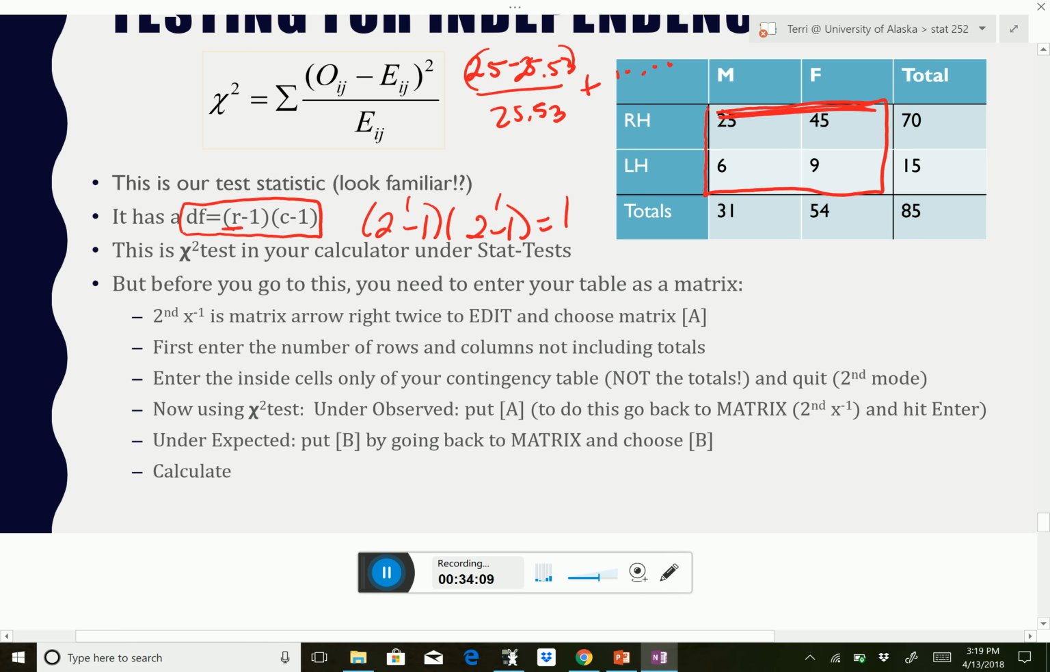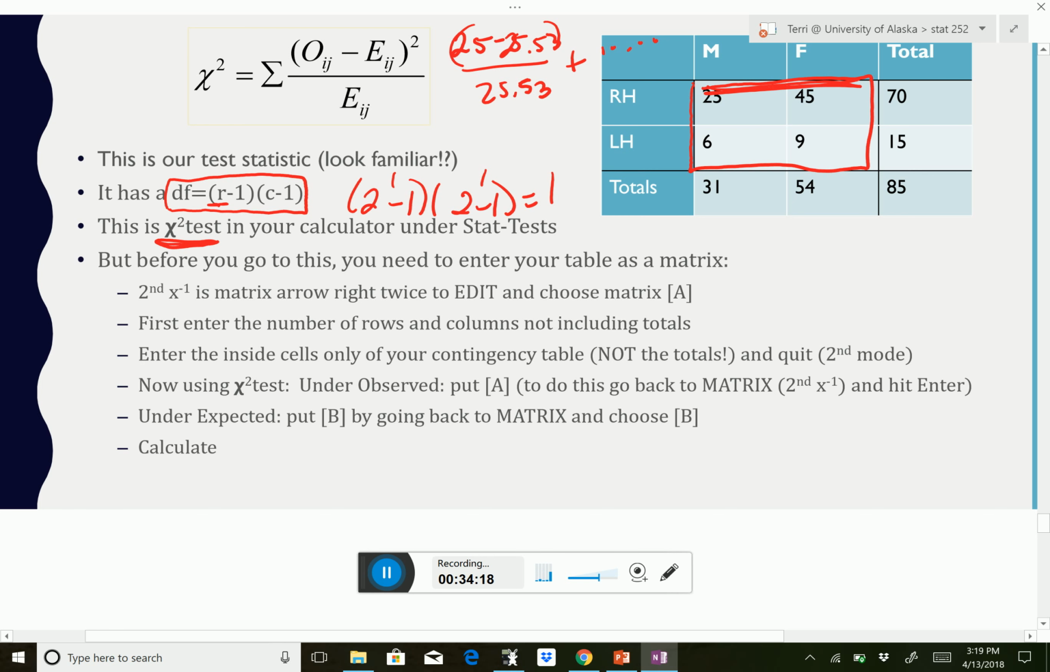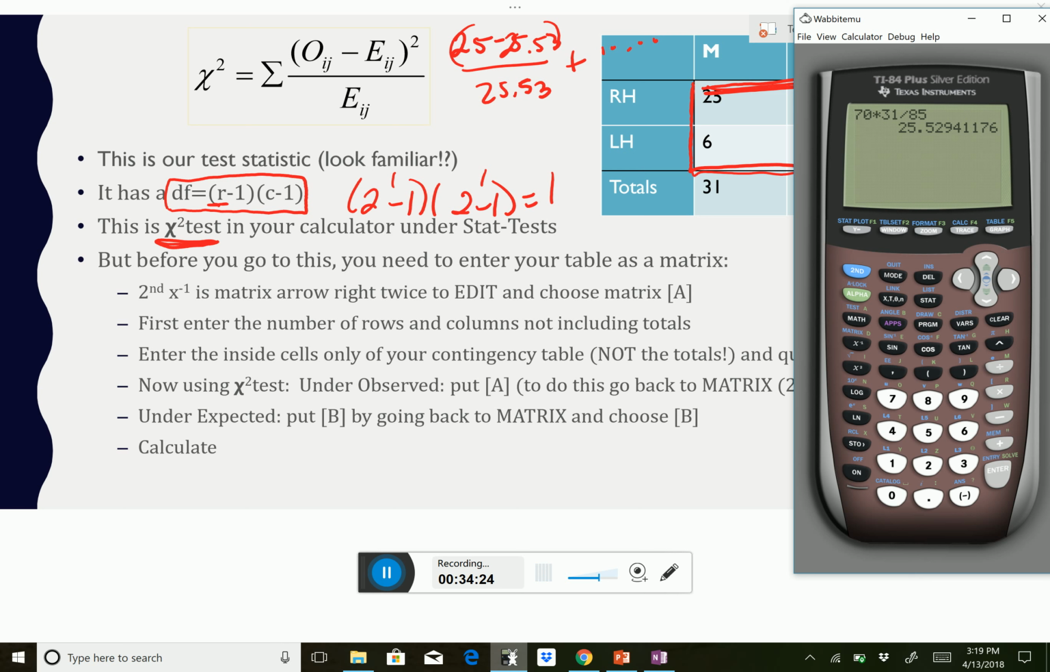So this is the chi-squared test that's in your calculator, which is really nice. Your calculator does this, but before you go to it, you have to enter the middle of your table as a matrix. So I'm going to show you how to enter a matrix. First step: second, x negative 1. That brings up our matrices. Now we go over to edit, because we want to edit a matrix. We choose matrix A, enter. Now I want the number of rows and columns, not including the totals, so 2 by 2.